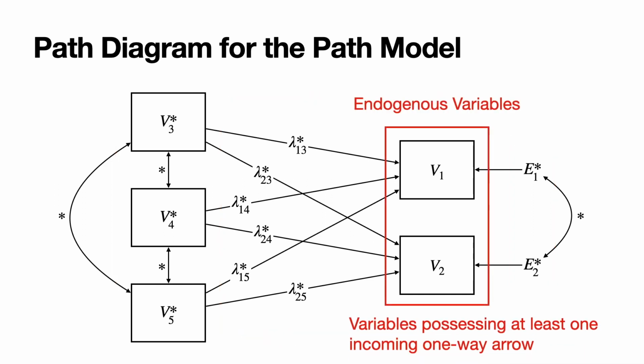On the other hand, endogenous variables are variables that participate in the model as response variables in at least one equation in the model. In terms of the diagram, endogenous variables are symbols that have at least one incoming one-way arrow coming into them. And so the endogenous variables for this model are V1 and V2.